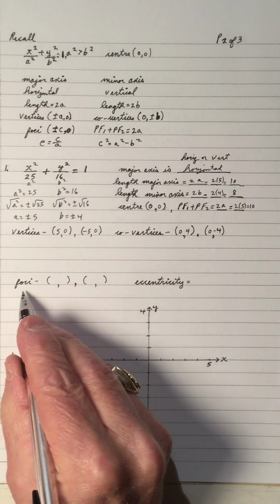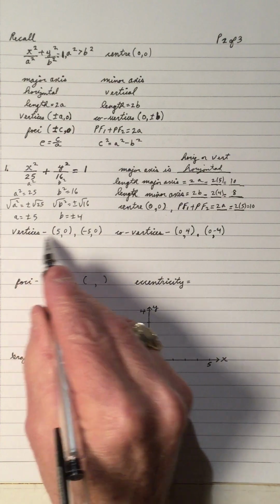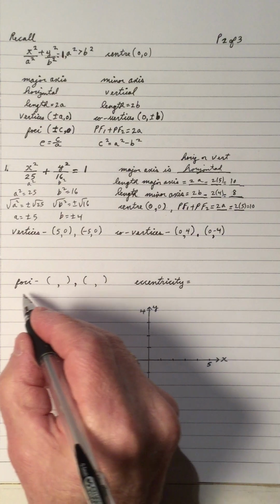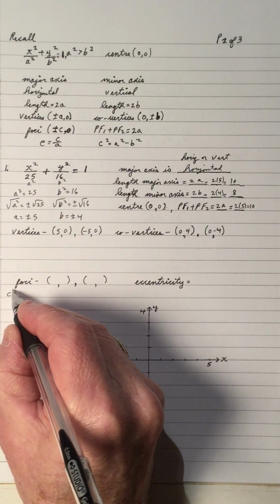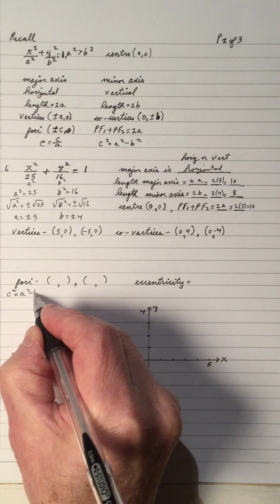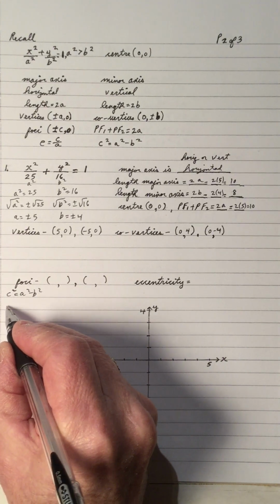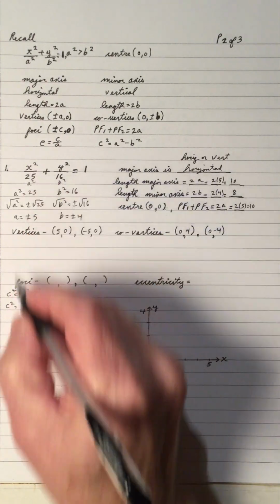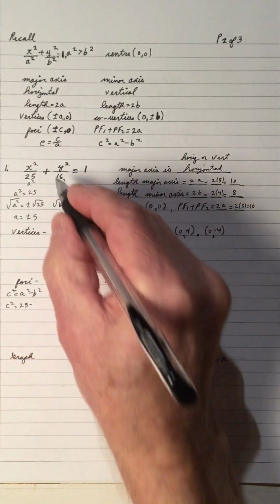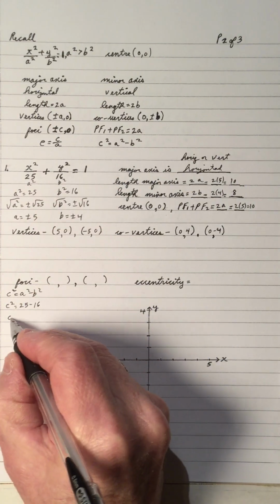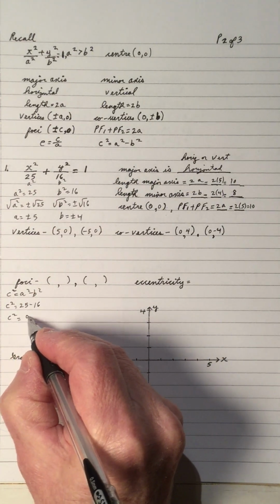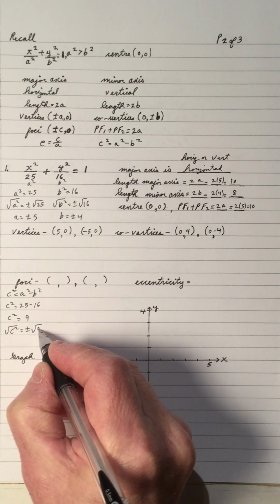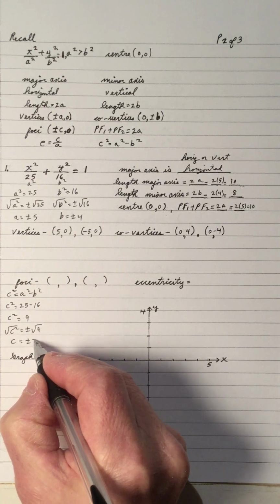Now, the foci are on the major axis, so the foci are on the x-axis, and they are determined by c squared equals a squared minus b squared. So a squared is 25 and b squared is 16, so c squared is 9. The square root of c squared is plus or minus the square root of 9, so c is plus or minus 3.